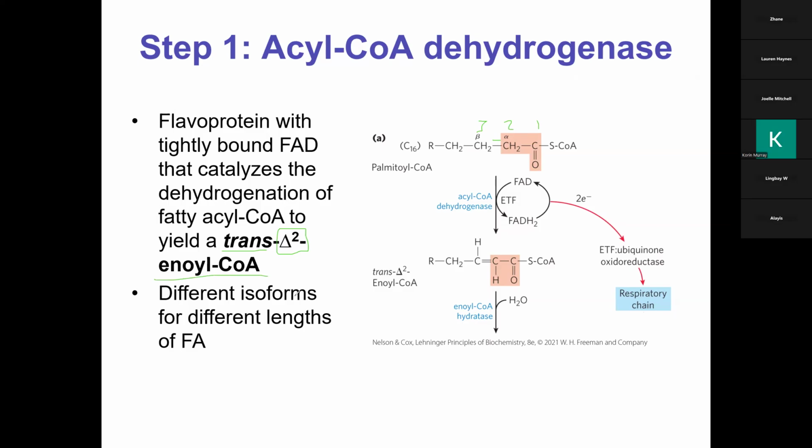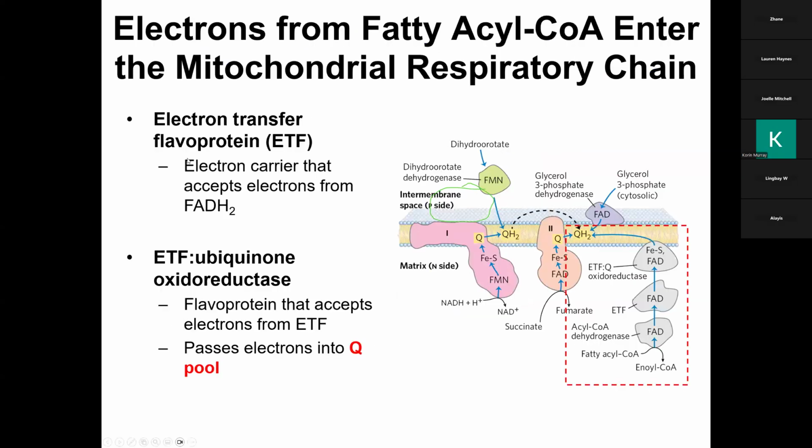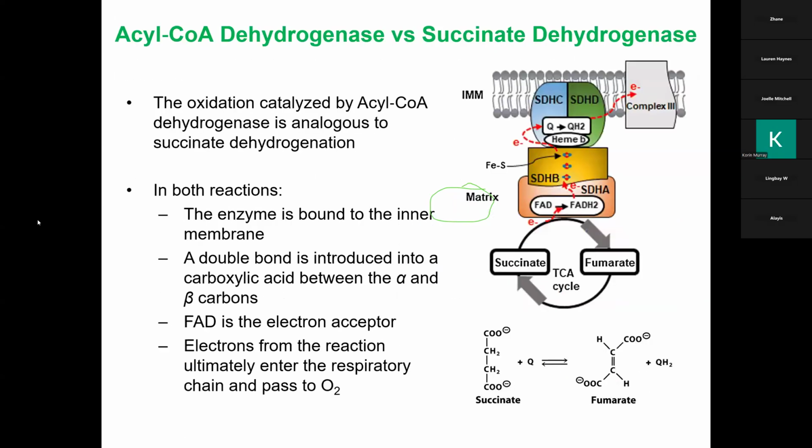And enol is just that this is an enol type bond here. And that's the molecule, and this is the enzyme, the dehydrogenase. Skip past this. Like I said, it's just like succinate to fumarate. Very similar.